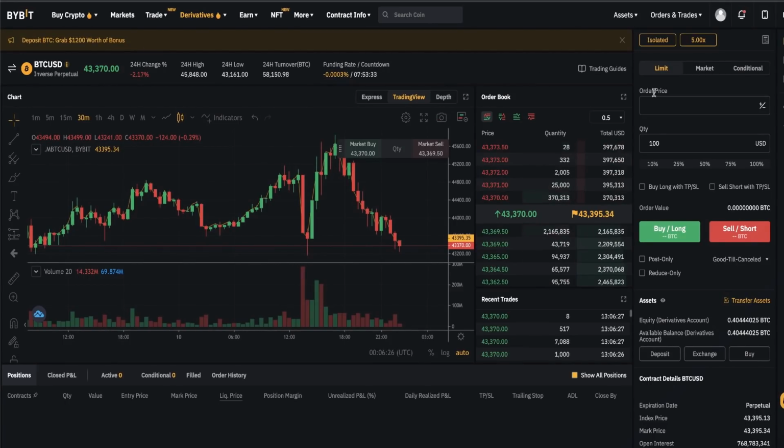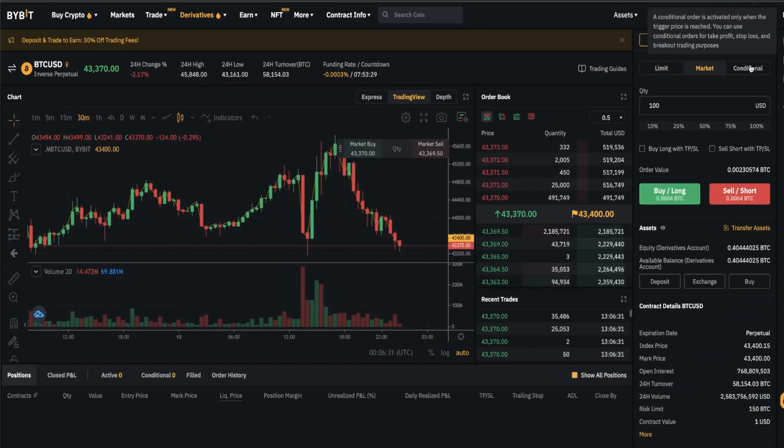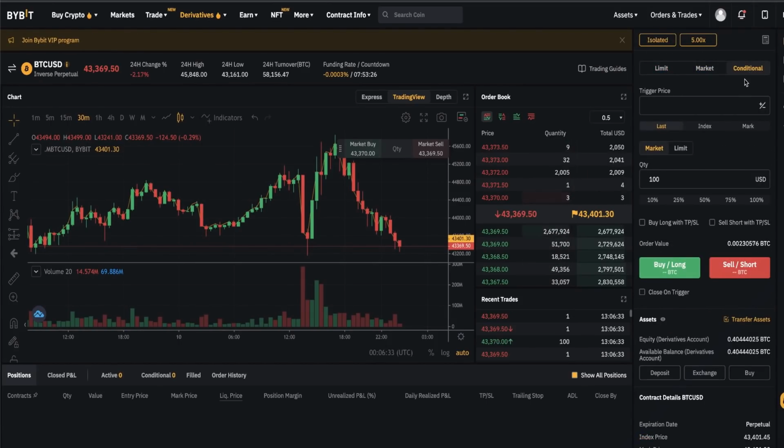So there are 3 types of orders that you can do here on Bybit. You can make a limit order, a market order, or a conditional order. A conditional order is an order that stays off of the order books until certain conditions are met. When you hit your trigger price, then the order will go through, whether that's a market or a limit order. So this is kind of more intelligent order making, if you will.